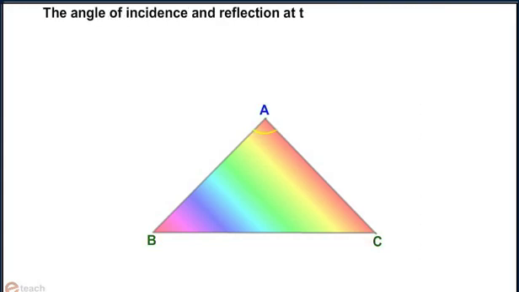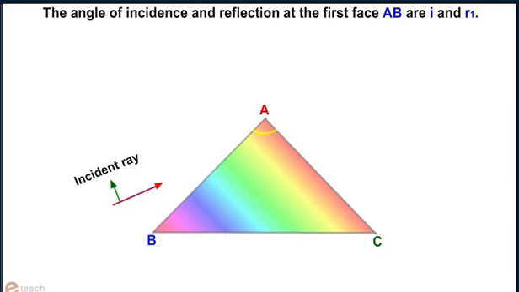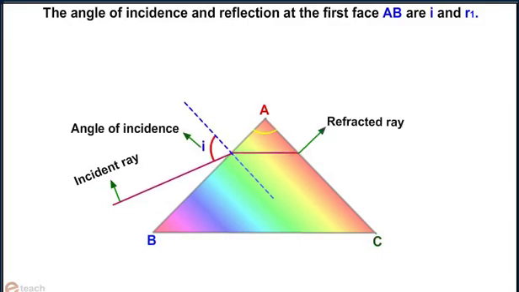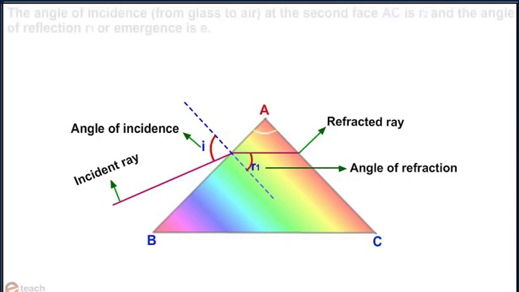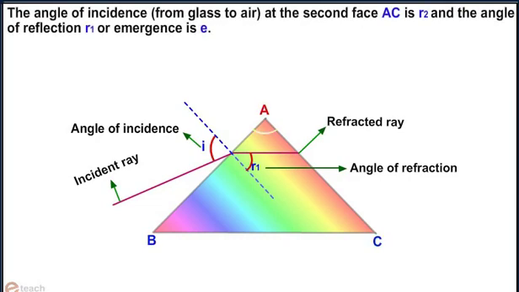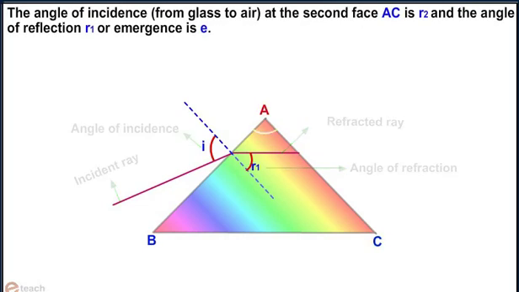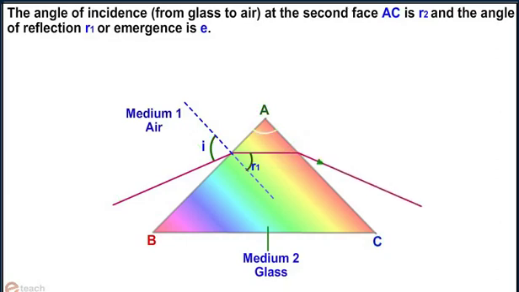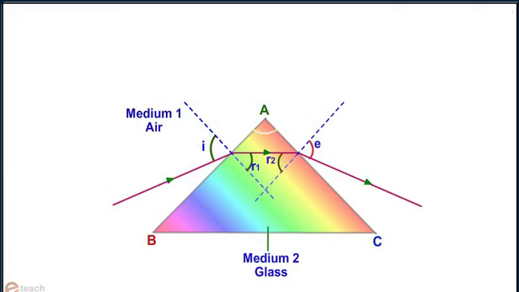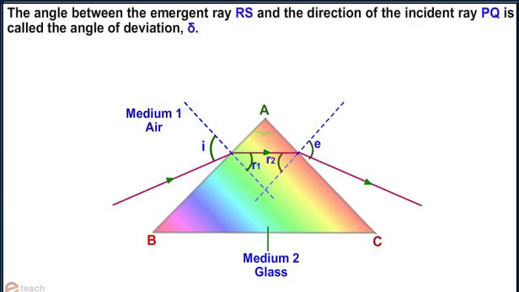The angle of incidence and refraction at the first face AB are I and R1. The angle of incidence from glass to air at the second face AC is R2 and the angle of refraction or emergence is E. The angle between the emergent ray RS and the direction of the incident ray PQ is called the angle of deviation delta.